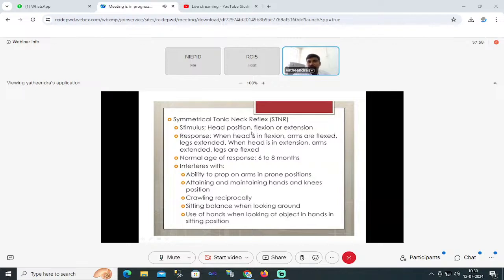The stimulus is head position. If you keep the head in flexion, both the arms will be flexed and both the legs will be extended. Or vice versa, when the head is in extension, the arms will be extended and the legs flexed. The normal age of response is 6 to 8 months. If it is present after 8 months, these problems will be there: the baby cannot crawl, maintaining hands-on position is very difficult, sitting balance will be affected, and a number of other things. So it has to be integrated according to development. Initially it is normal within the time period. After the time period, it should not persist.